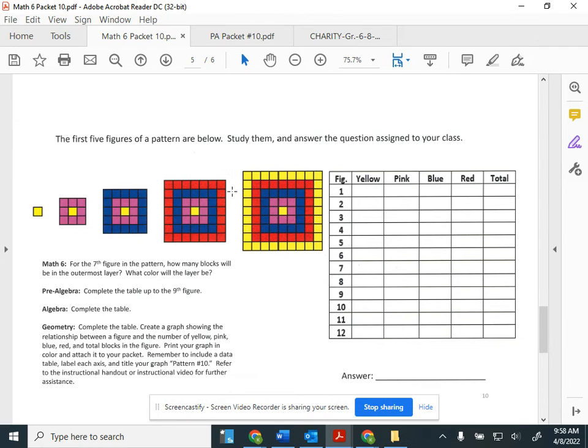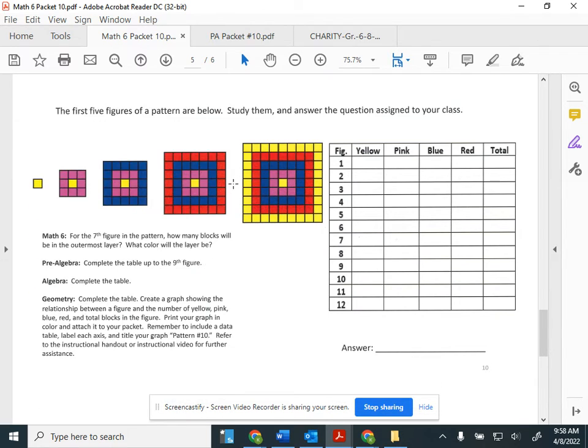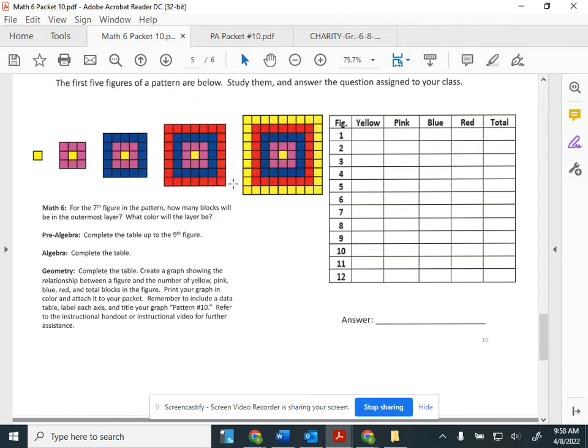The first 5 figures of a pattern are below. Study them and answer the question assigned for your class. So we just have to do the Math 6. For the Math 6, for the 7th figure in the pattern, how many blocks will be in the outermost layer? What color will the layer be? Well, what do we have to do in order to find the 7th layer?